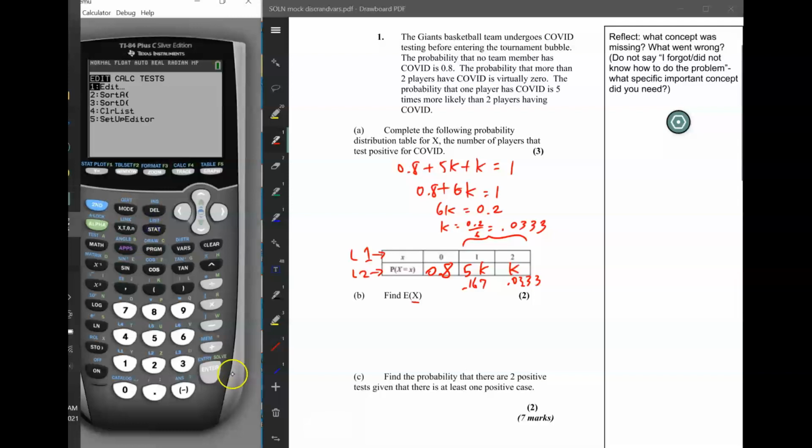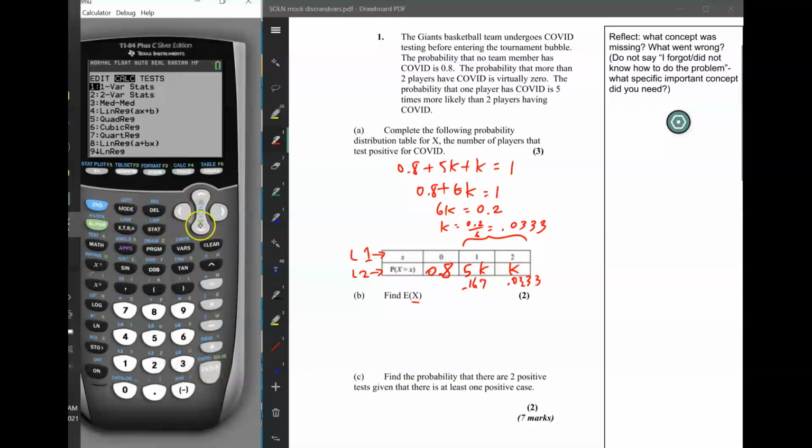We'll do stat, edit, and then we'll put in the numbers 0, 1, 2, and then we'll put in the probabilities 0.8, 0.167, and 0.0333. And then we'll do stat, calc, 2 var stats, L1 and L2 into XList and Y. I'm sorry, it's not 2 var stats, it's 1 var stats, right?